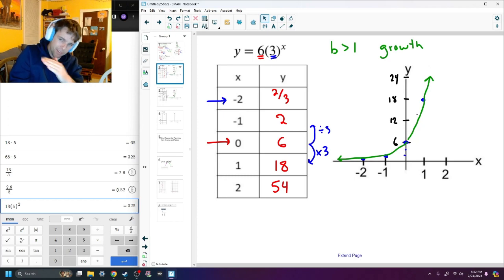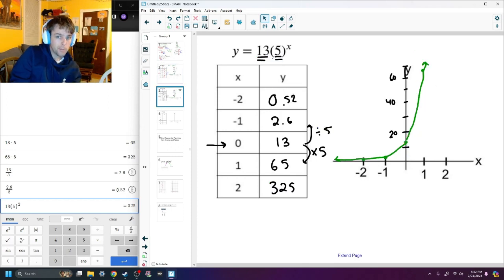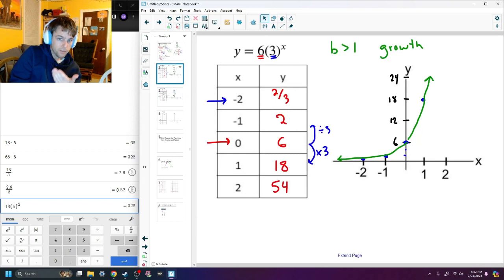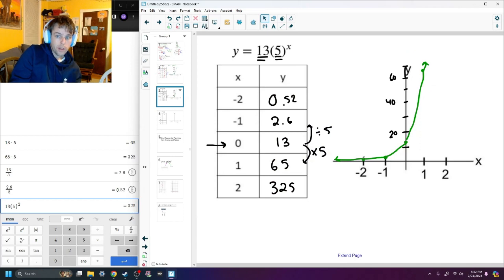It's not quite as steep, and that's because of it having a smaller multiplier, right? It's not going to be going up as high as quickly as this one where our multiplier was 5. So you can compare their relative growth rates. This one being multiplied by 5 versus this one being multiplied by 3. And the larger growth rate results in a steeper looking graph.